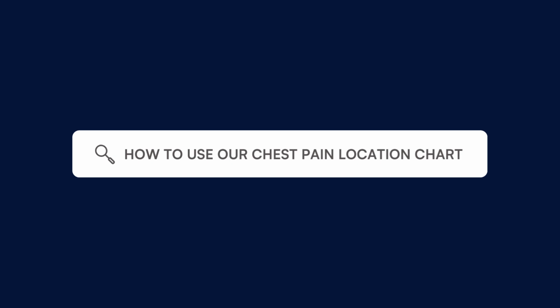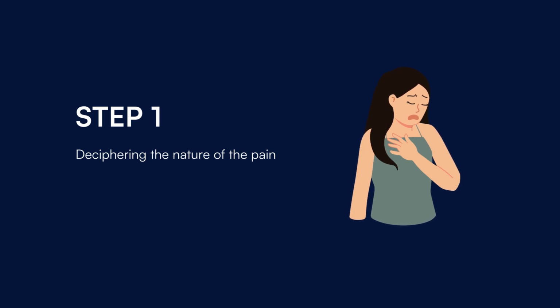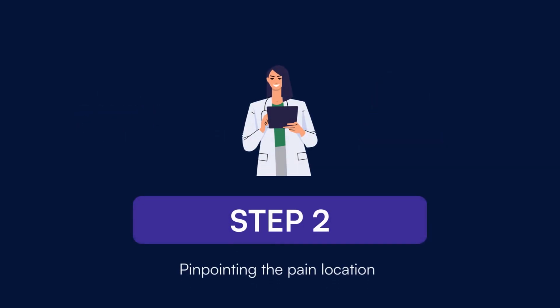To use our free chest pain location chart, follow these steps. Download our chest pain location chart from the Carepatron platform, which you can find in the link in the description. Initiate the process by asking the patient to characterize their pain. It could be sharp, dull, burning, or squeezing. Understanding the nature of the pain can offer significant insights into its potential cause.